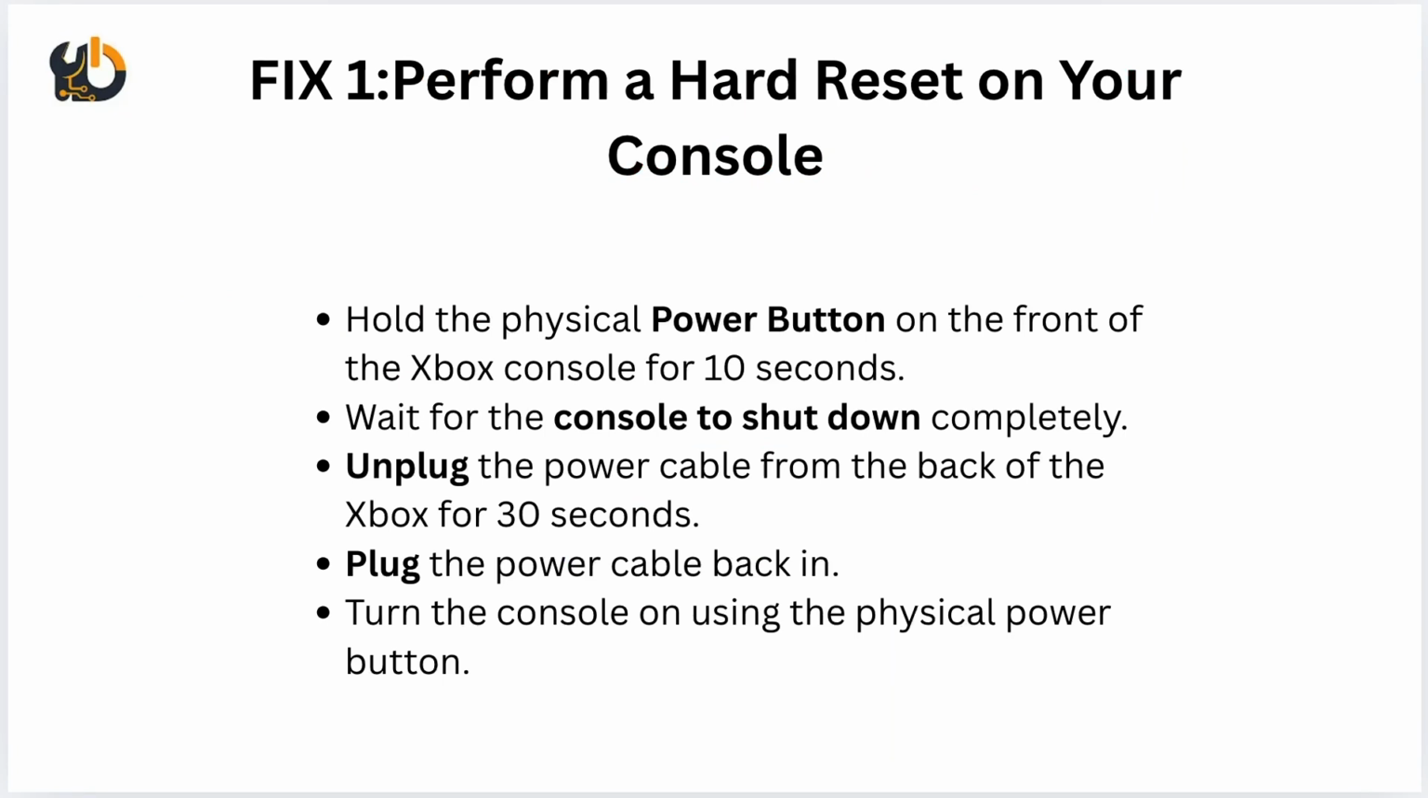Hold the physical power button on the front of the Xbox console for 10 seconds, then wait for the console to shut down completely. Unplug the power cable from the back of the Xbox for 30 seconds. Plug the power cable back in, then turn the console on using the physical power button.